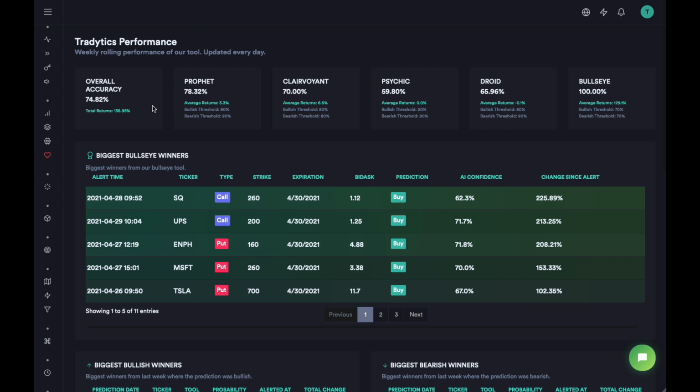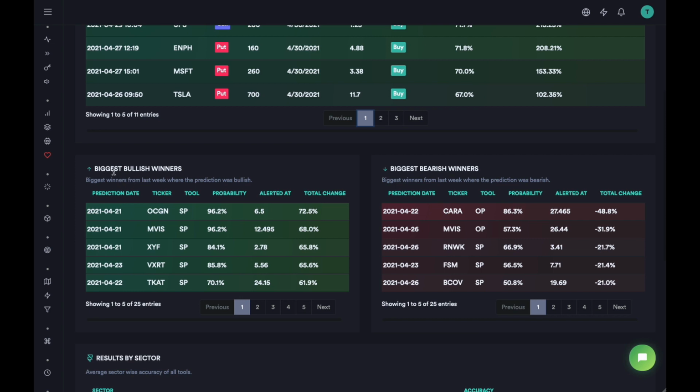Next up we have the biggest Bullseye winners, so the biggest calls or puts winners, and you can see that we have been doing really good in the last 3-4 days. We have an alert that's at 225% profits right now. We have like 5 100% plus winners. Then we also have some other winners as well. So this is again the biggest winners from the last 2-3 or about 4 days.